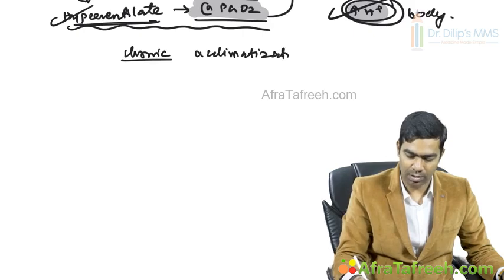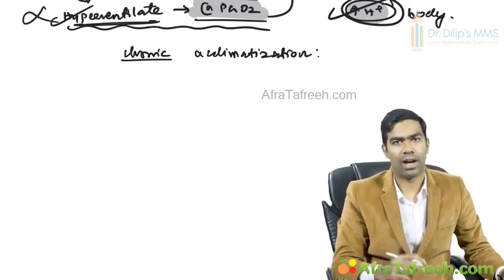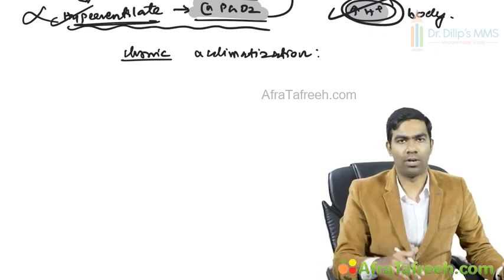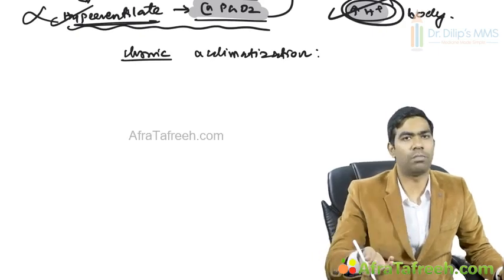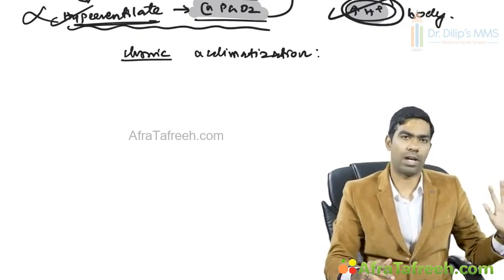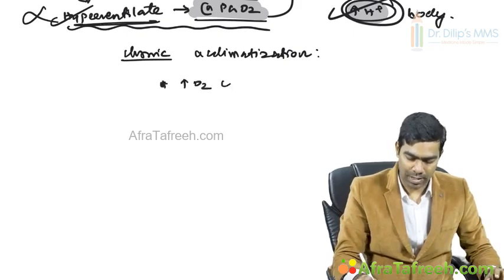These are late responses. Chronic acclimatization is to prevent this hyperventilation. How can you prevent it? If you stop the hyperventilation, your PaO2 will drop. But how can you maintain normal oxygen in the blood and, at the same time, prevent the hyperventilation? In what way? First, you have to increase the oxygen carrying capacity in the blood.